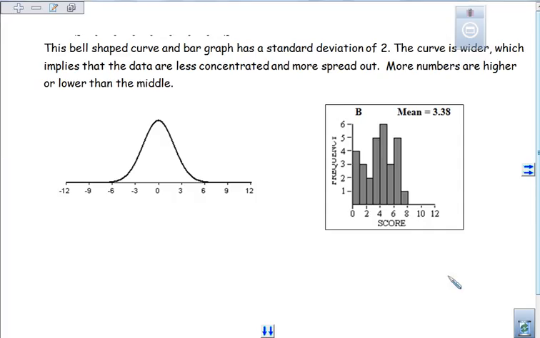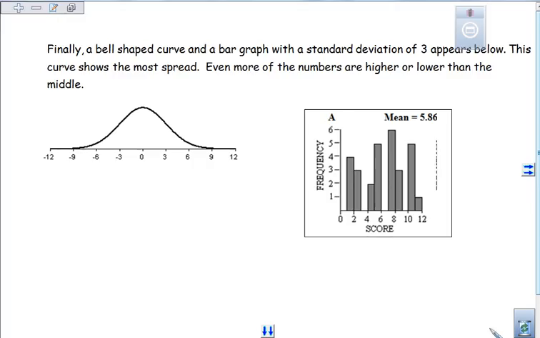This bell-shaped curve and bar graph has a standard deviation of 2. The curve is wider, which implies the data are less concentrated and more spread out. More numbers are higher or lower than the middle. So again, more spread out. Here's our X bar, 3.38. So there's more data spread out.